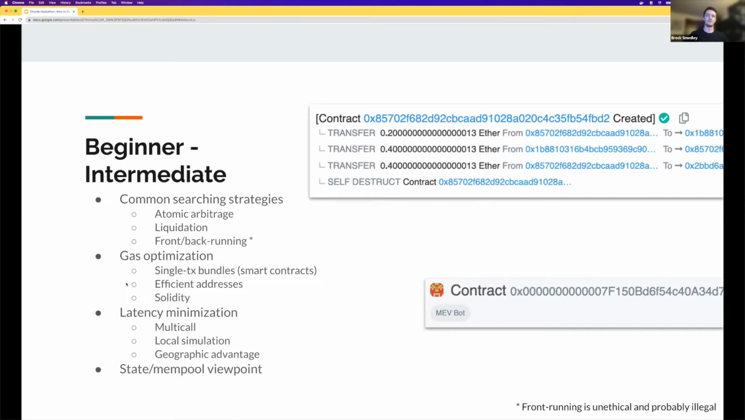So first, probably the most important, the most common too, is single transaction bundles. Essentially, what you're doing here is, instead of sending 2 transactions to do 2 actions on chain, for example, in the arbitrage example, one transaction would be to buy the assets on exchange X, and then the second transaction would be to sell the assets on exchange Y.